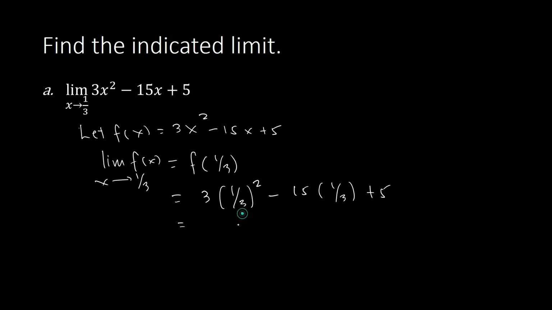This becomes 3 squared. 3 divided by 3 squared. We are left with 1/3. This one, 15 times 1/3, that is the same as 15 divided by 3. And that is 5. This one is 5. The limit of a constant term is the constant. It's 5. And so this is equal to 1/3.